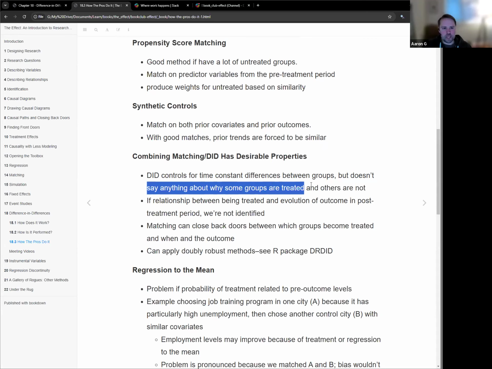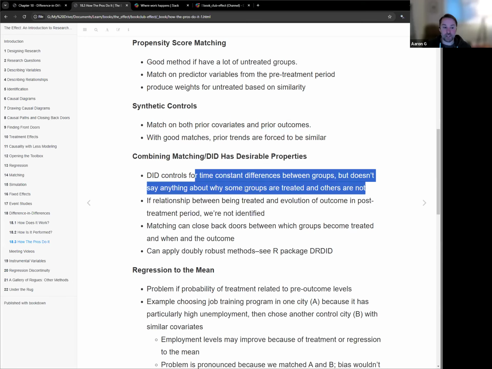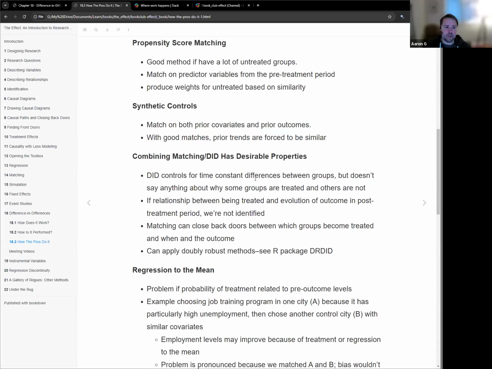There could be problems with DID when the treated group was selected for reasons that actually impact the outcome. DID is not going to really help you there. And so matching could be a good way potentially to control for the fact that the outcome that we're trying to measure was related to treatment, right?